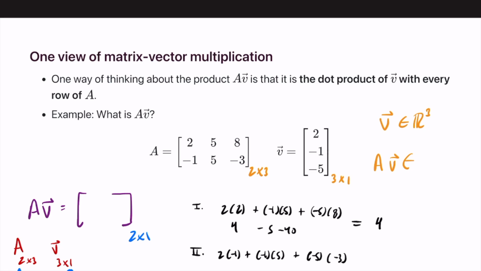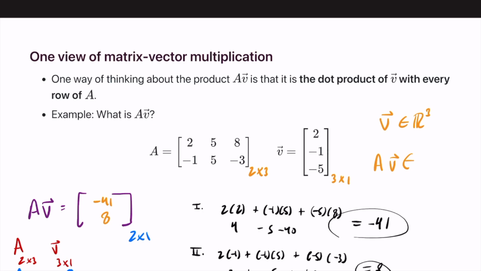This is going to equal -41. And then this one's going to be -2 -5 plus 15, which is going to be 8. Okay, so what we're going to wind up writing is -41 and 8, and that'll be our new 2 by 1 vector that we got from this matrix vector multiplication.